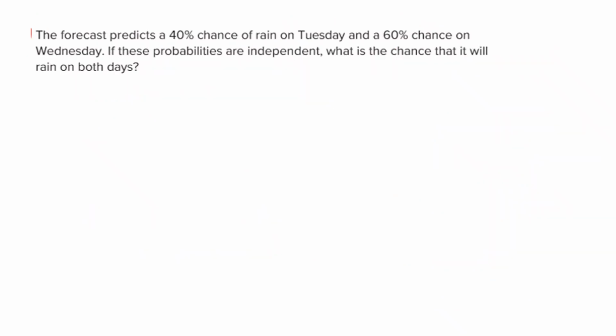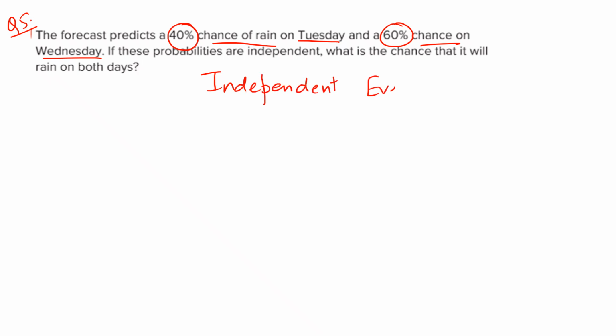Let's now solve another question. So this is question 5. The forecast predicts 40% chance of rain on Tuesday and 60% chance of rain on Wednesday. So on two particular different dates, the chance of rain, are they connected? Are they disconnected? Definitely they are independent events, because if it rains on one day, I don't know whether it's going to rain on the next day also. It doesn't have any sort of connection. So these are independent events.